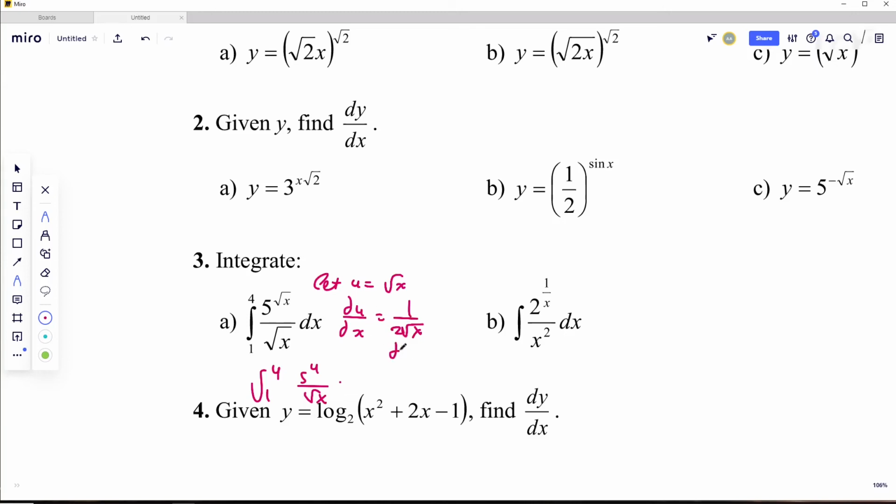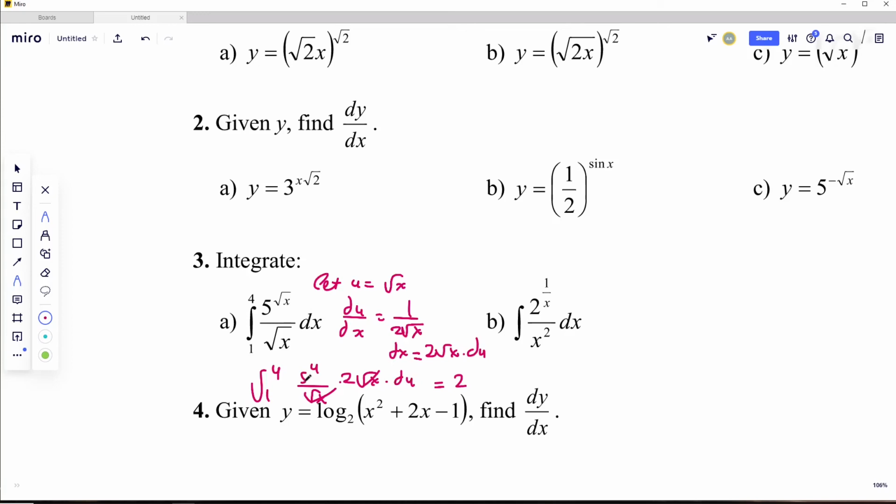Here what you're going to do is dx equals, because you want to substitute the dx in, so this goes here and this goes there. So dx becomes 2 square root of x times du. And so it's going to be times 2 square root of x times du. This will cancel with this. You'll have 2 outside. Integration from 1 to 4 of 5 to the u du.